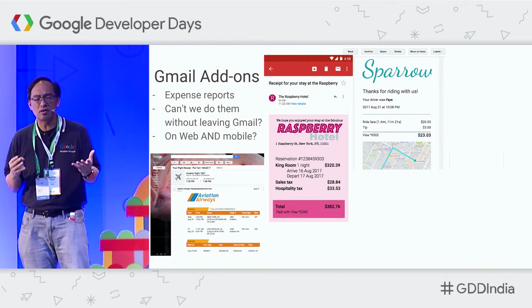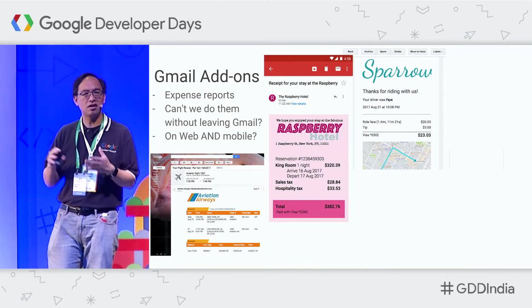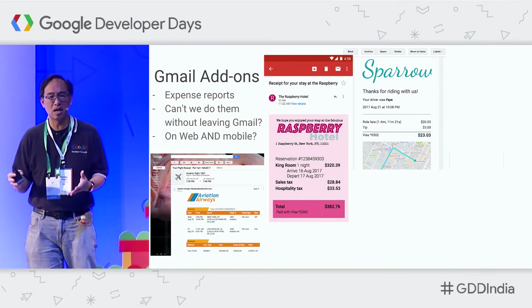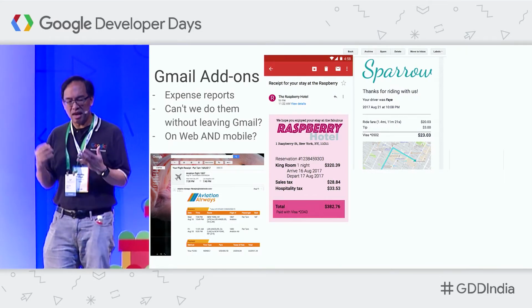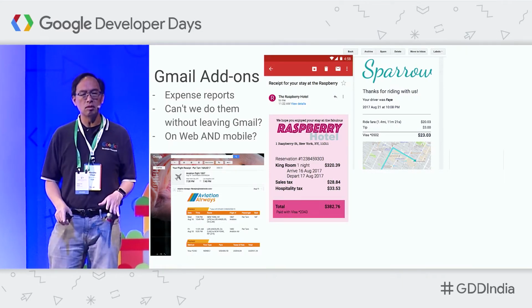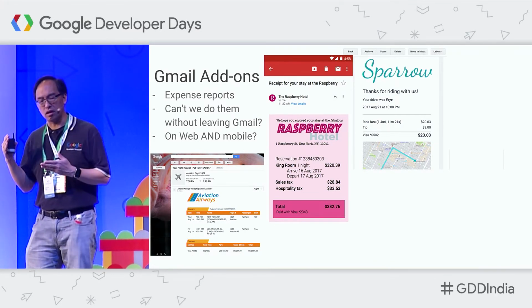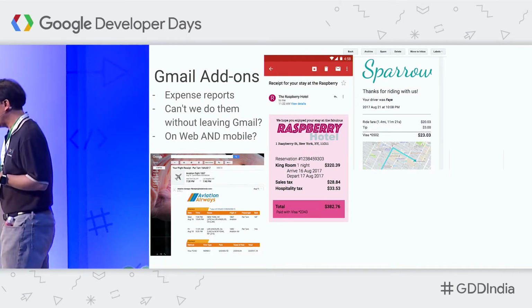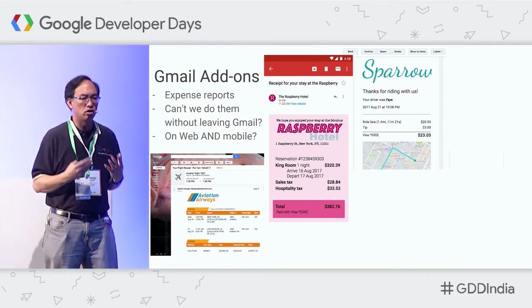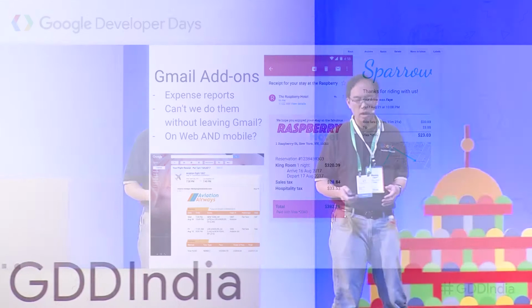Can't we just do the same thing without leaving Gmail? Can't I just process my expenses at the same time I'm looking at the receipt? And can't I do it on the web and mobile without having to write two separate apps for this, right? So those are the key questions that drove the product team to creating Gmail add-ons for everyone. So I'm happy to say that we can actually do this now.